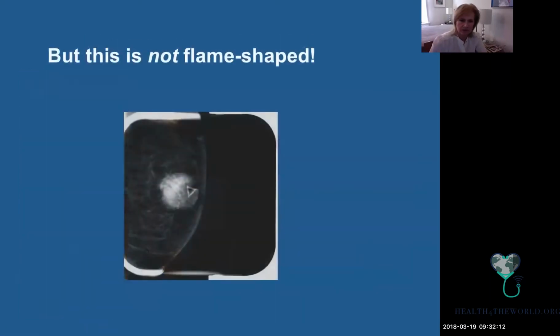But this is not a flame shape, right? This is a ball. This is a mass. This is a cancer. So we don't want to be tempted to call this flame shaped just because it's under the nipple in a man. If this was in a woman, you would have no problem saying, there's a ball, there's a mass, I'm worried about cancer, I need a biopsy.